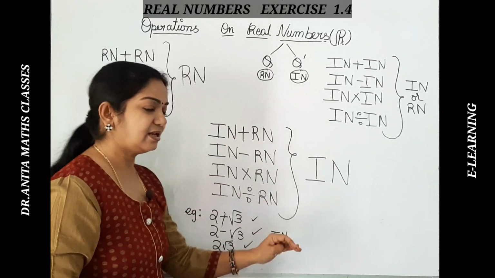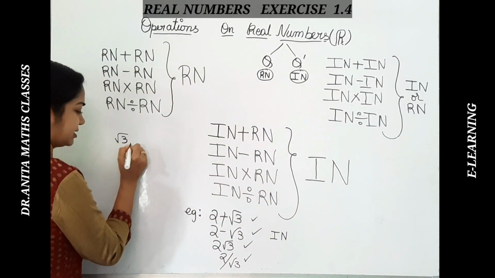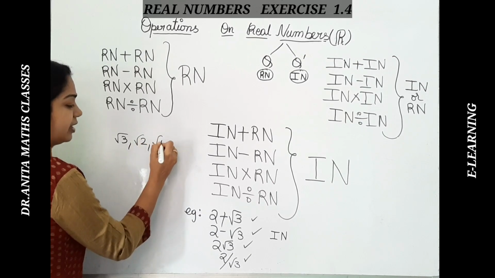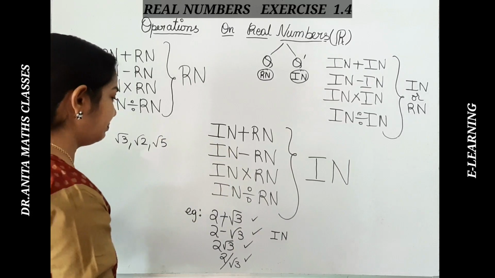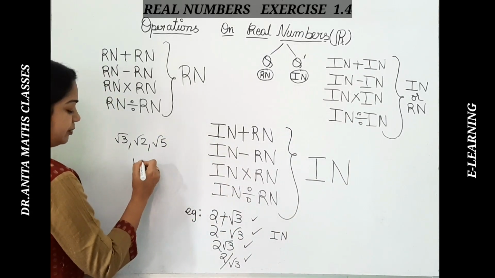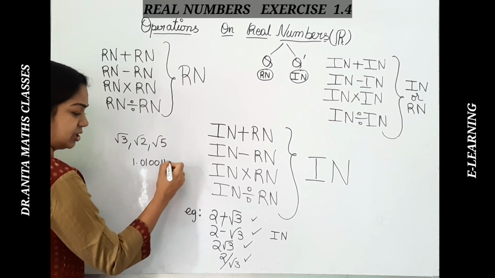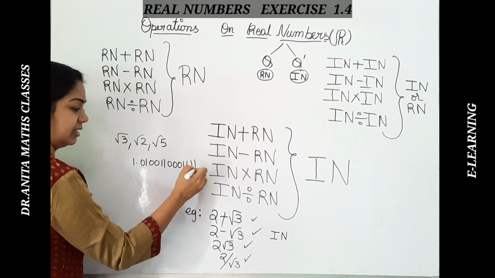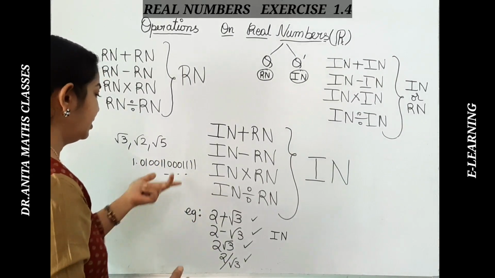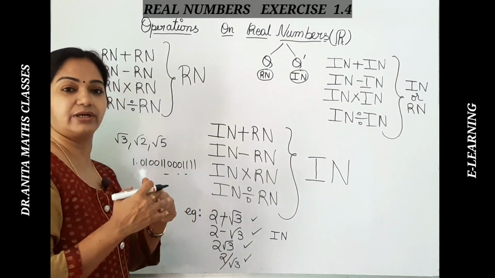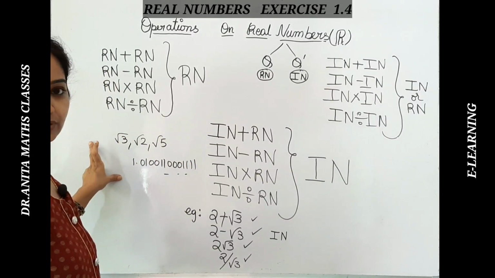All the while till now we have learned that irrational numbers are numbers that are not perfect squares, like root 2, root 3, root 5, and which are non-terminating and non-repeating. That means something like 1.010011, and likewise, which are non-terminating and non-repeating. Some numbers are not at all terminating, and their decimal expansion is not at all repeating. So these are the numbers we learned about till now as irrational numbers.